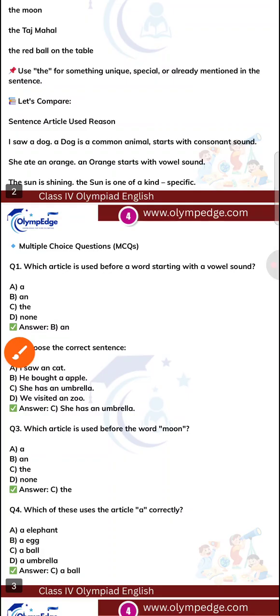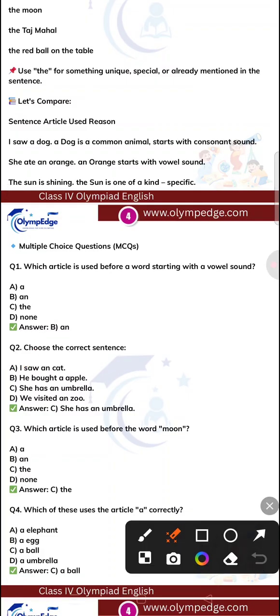Then let's move on to the next sentence. Here we have the sentence which is she ate an orange. So the article used here is an, right? Here see we have written the article which is an. Then what is the reason for using an here? Because orange is starting with a vowel O, right? So before a vowel we use an. So orange starts with a vowel sound.